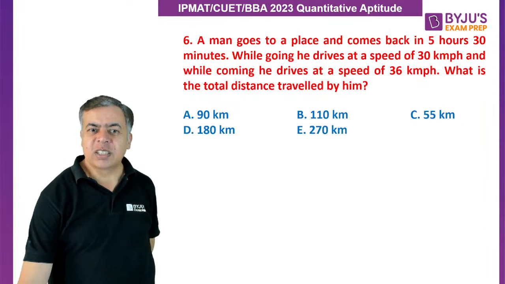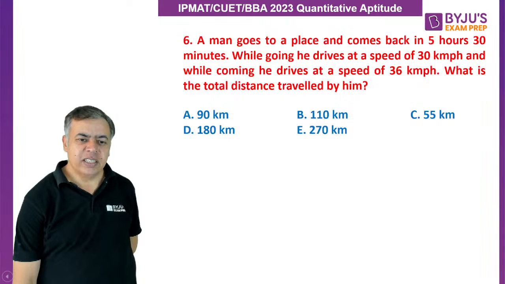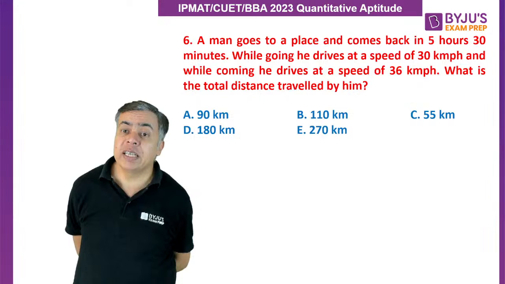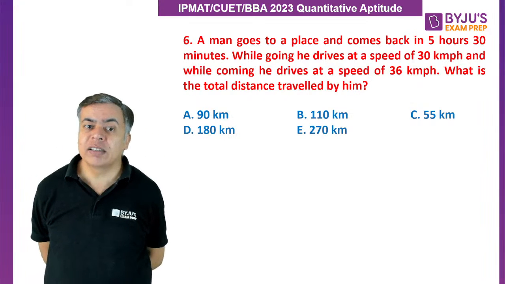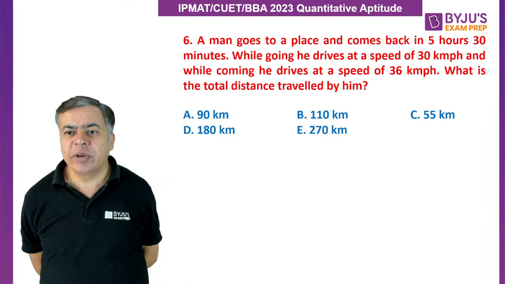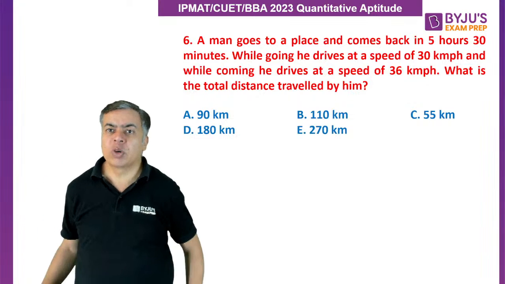So let's move to the next question, just go through it. The question says, a man goes to a place and comes back in 5 hours 30 minutes. While going, he drives at a speed of 30 km per hour, and while coming, he drives at a speed of 36 km per hour. What is the total distance?